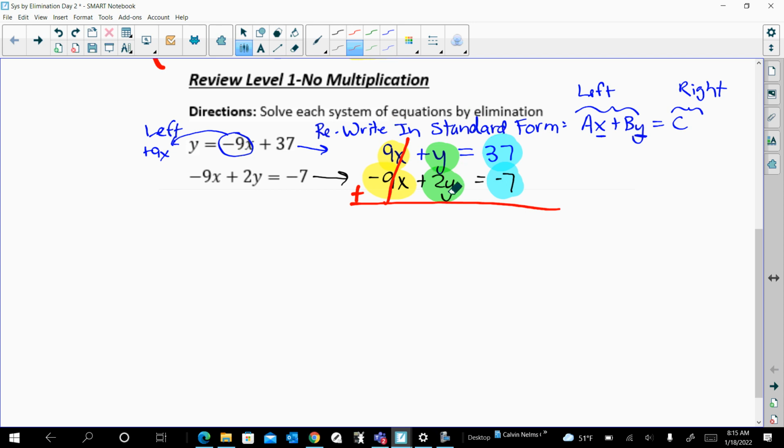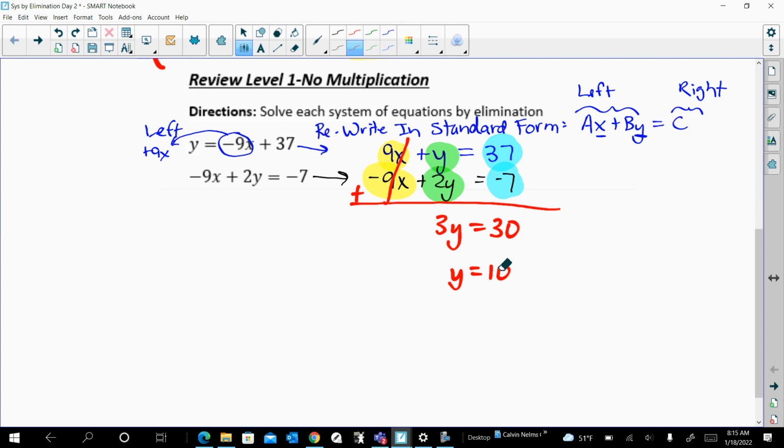Now we're adding up our y's. Now we're just doing exactly what we did last week. So add up our terms. Y plus 2y gives me 3y. If I have a 37 plus a negative 7, that leaves me with 30. So what is my y going to equal? 10. Y is 10. Okay, so we practically just did steps 1, rewriting, 2 and 3.